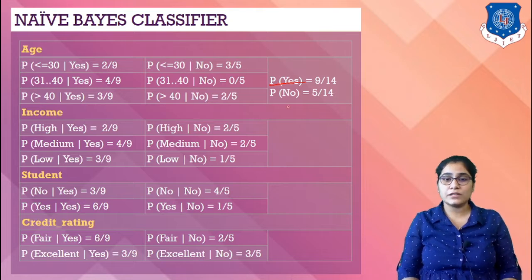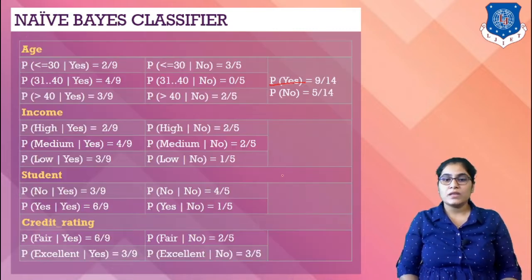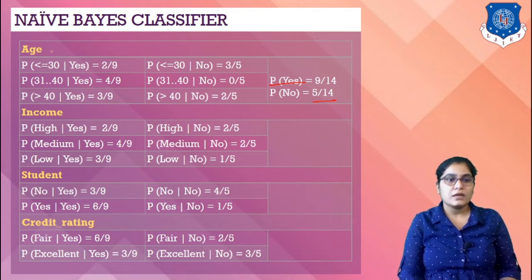Now let's calculate the probability of no. Out of 14, how many tuples have the class label no? There are 5, and that is why the probability of no is 5/14. Now we have to calculate the probability for each and every attribute and every unique value of each of the attributes, starting from age.